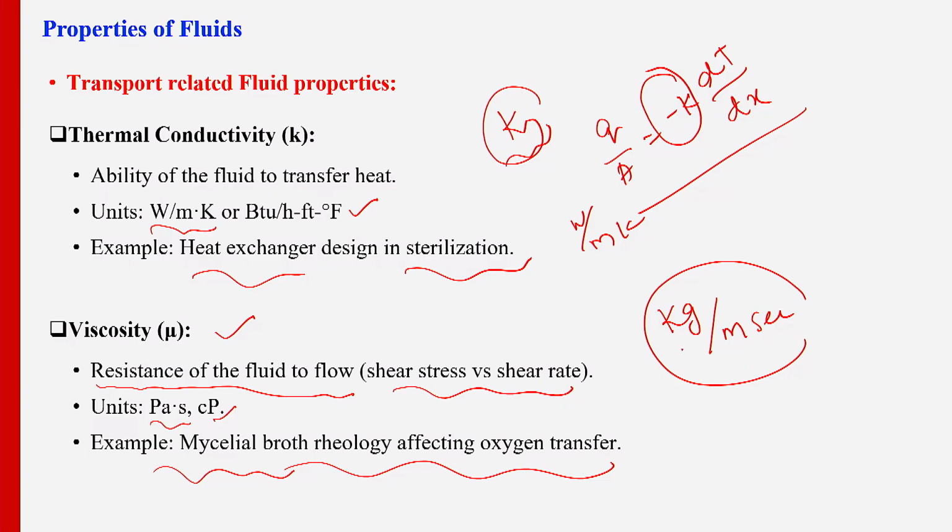The units here are kg per meter second, and also Pascal second and centipoise. These are the different units, but we will try to always use SI units to solve problems. And we always write viscosity as mu.